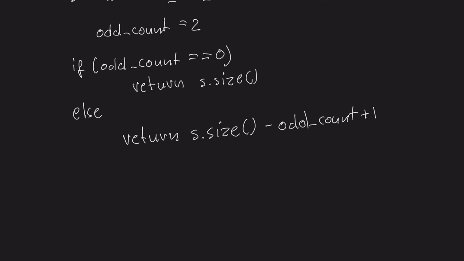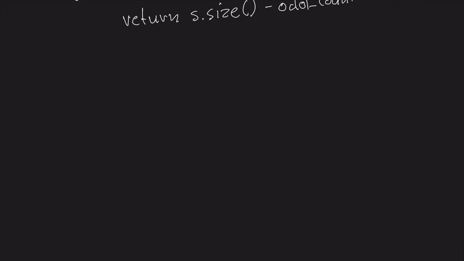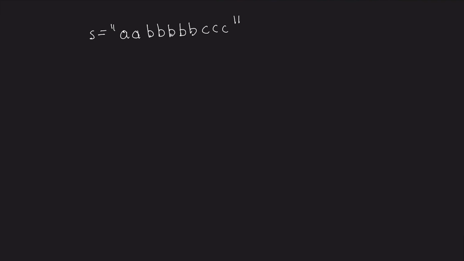Now the question is, how can we compute that odd count number? And for that, the solution is to use a set. So let me write the string again. We have a string, and we will introduce a set. It's going to be a set of characters. And we will process the string using the following logic.